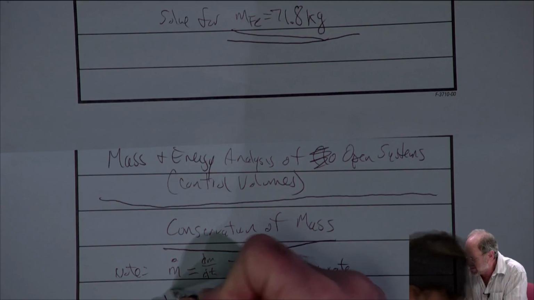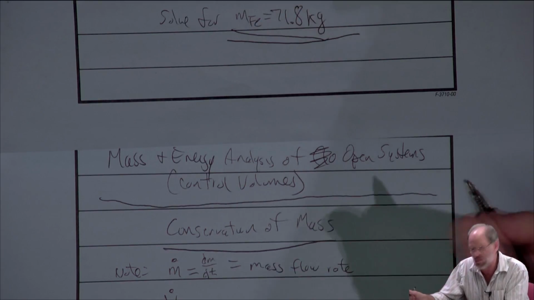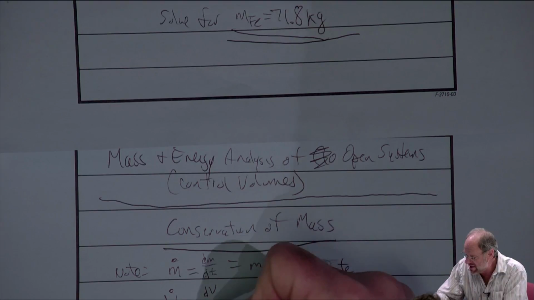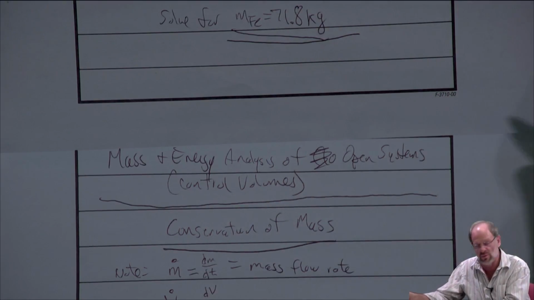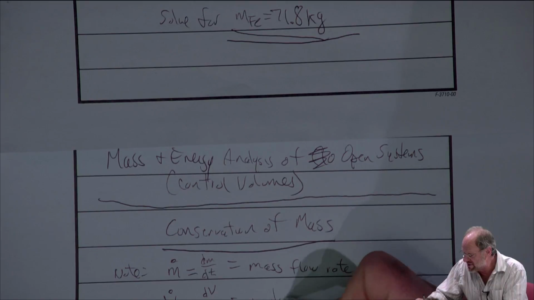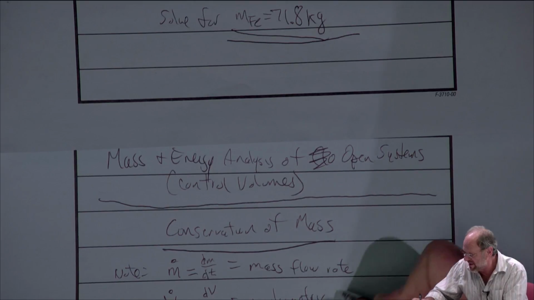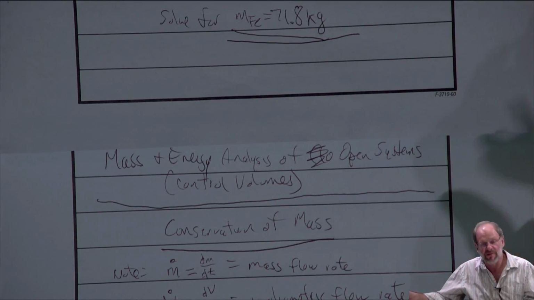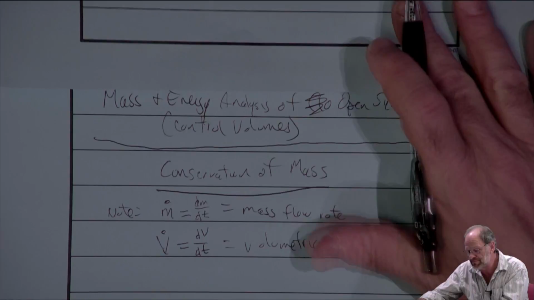We also sometimes look at volumetric flow rate. So V dot is simply the change in the volume with respect to time that's moving through the system. So this is called volumetric flow rate. And both of these are going to be used periodically as we solve problems.